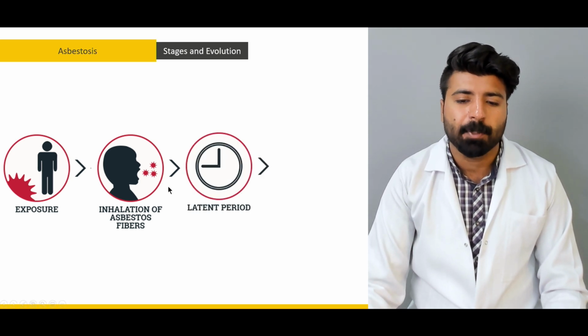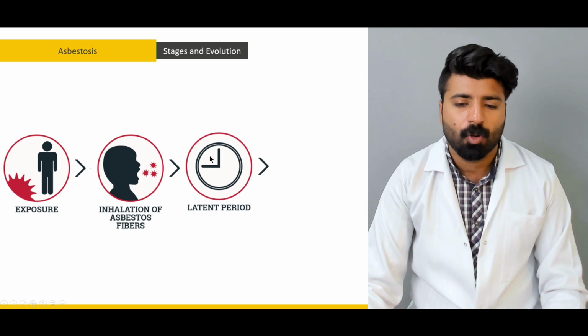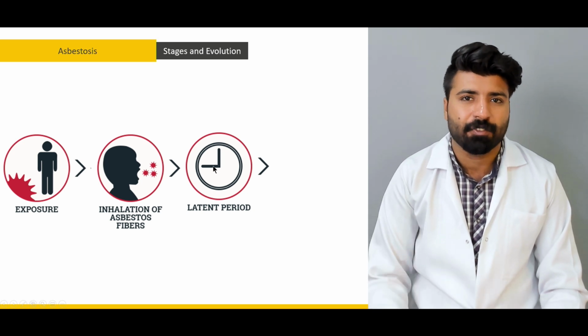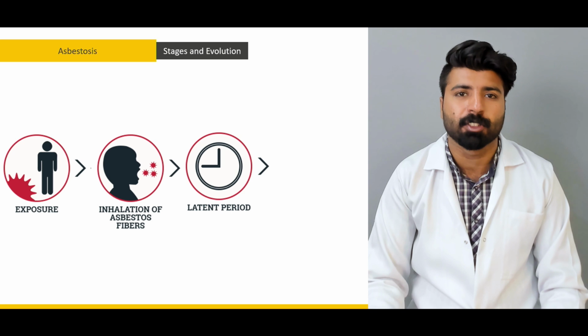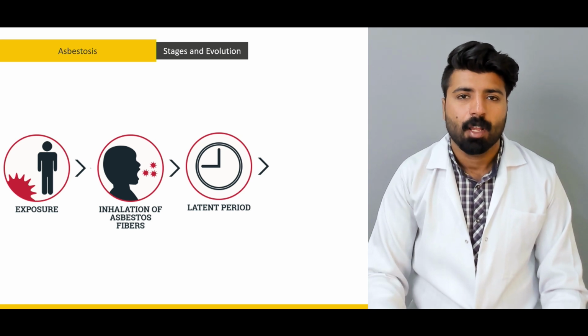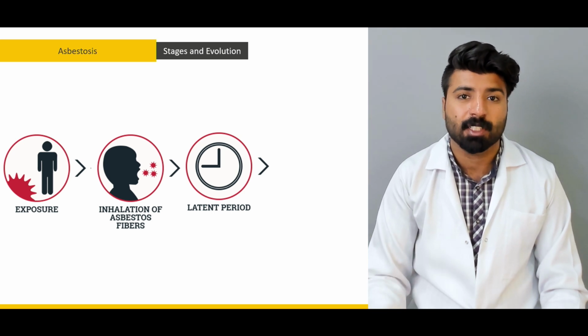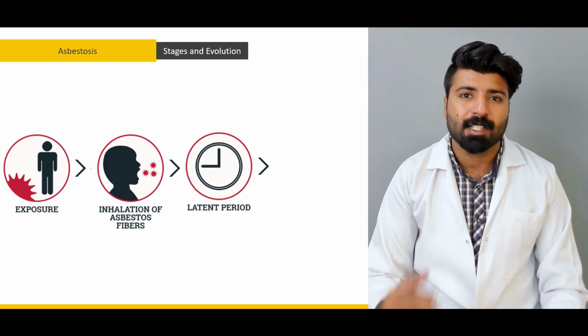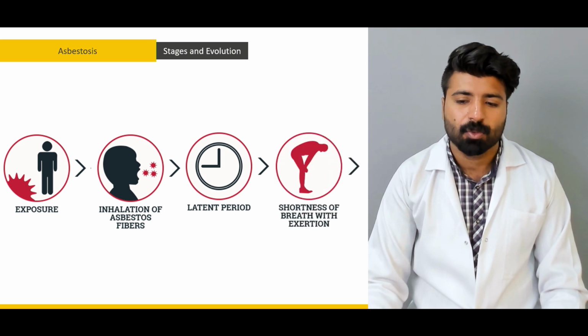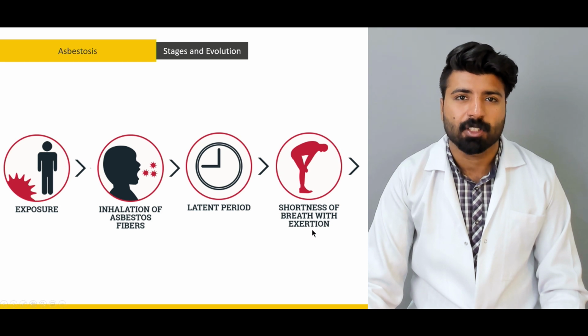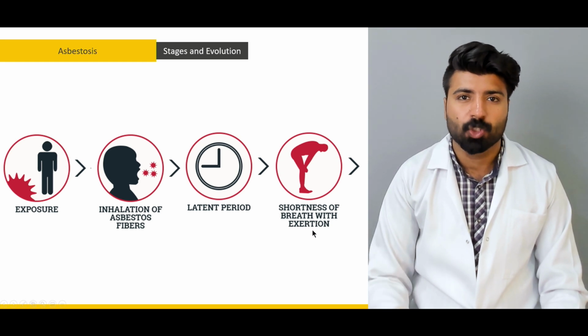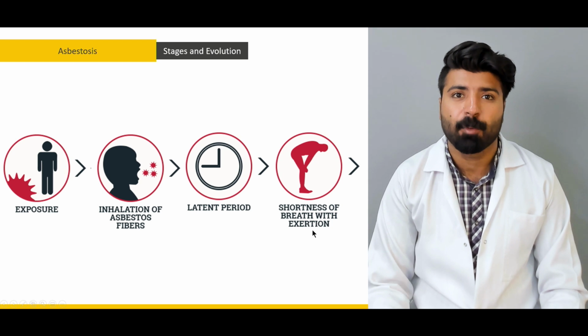So there will be a latent period. There will be a long period of time. For every person it's different; it varies from months to years. If a person is exposed to asbestos and that asbestos has started accumulating inside your lungs, and the whole process has started, if it happens again and again, this will lead to shortness of breath with exertion, because now most of the areas are going to get fibrosed.